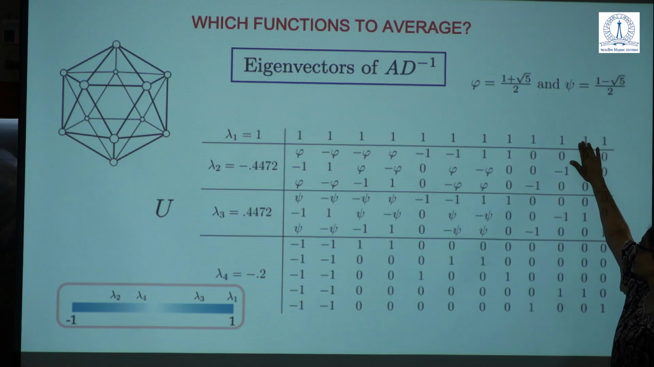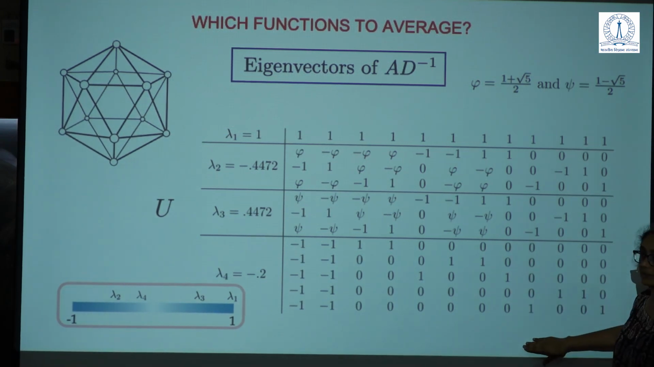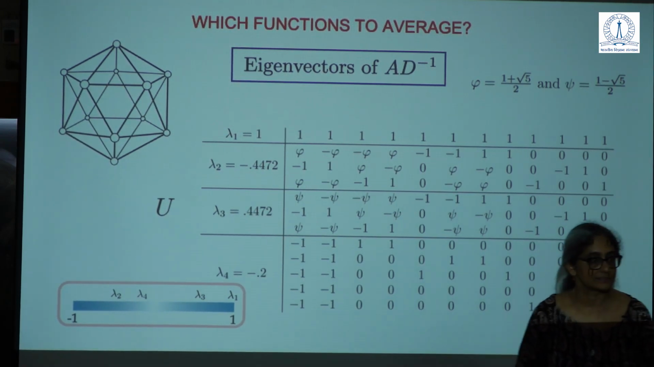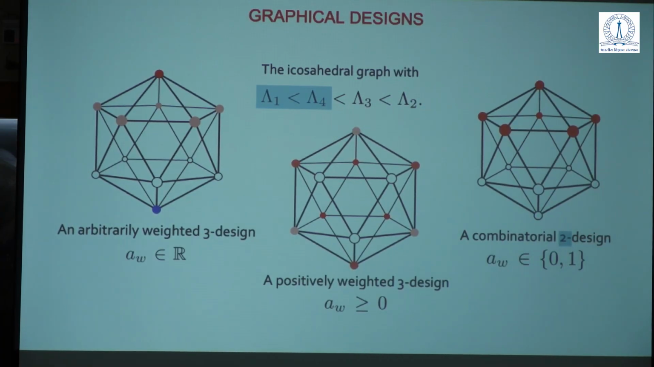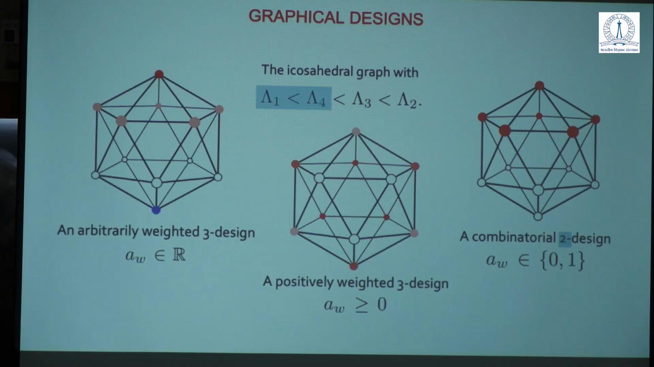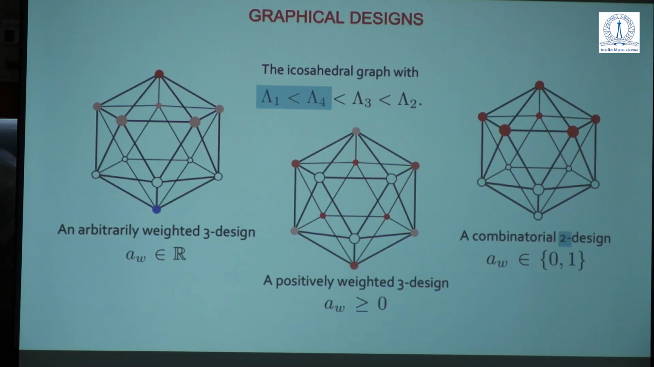So I want to average the first one, which is for free, and this one. And I don't care about the others. Good? That's what this next slide is saying. So in blue, I'm telling you I want to average lambda 4, which is the last 5-dimensional eigenspace. And I don't care about lambda 3 and lambda 2. Okay? So I've ordered in such a way that I want to average the first 2.